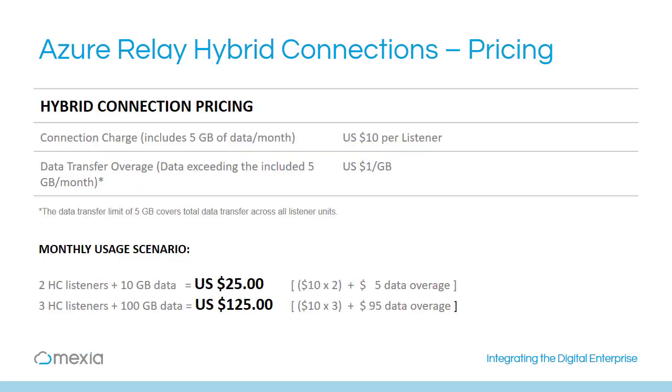Hybrid connections is definitely more expensive than WCF relays. So you will pay $10 per listener that you set up. And the listener, of course, is that agent that you have running on-prem. With the first listener, you get 5 gigabytes of data per month. That's not a lot, and every gigabyte over that will cost you $1. That may not seem like an excessive charge, but if you're going to be sending terabytes of data, then clearly this is not going to be a very economical solution, and you'd probably be wanting to look at another option, like either WCF Relay or a network-based option in that case.